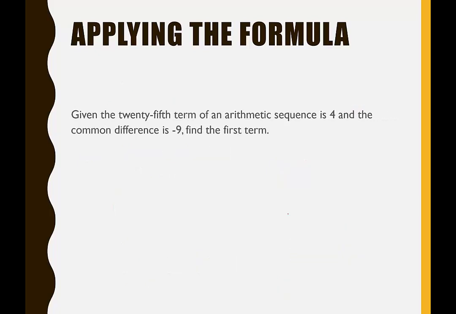Our next example, given the 25th term of an arithmetic sequence is 4 and the common difference is negative 9, find the first term. So this example is a little bit different than the last one because we don't know the first term. So let's see what we know. 25th term, so what we know is that n is equal to 25 of an arithmetic sequence is 4. We also know that the value of that 25th term, so a sub 25, is 4. And we know the common difference is minus 9. We want to find the first term. So a sub 1 is our unknown.